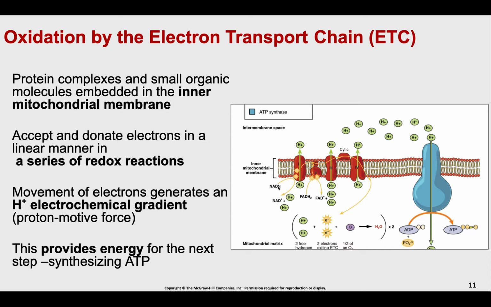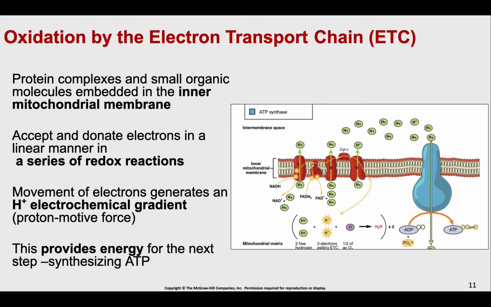So essentially, we're setting up this gradient in order to provide energy for synthesizing ATP. Now I wanted to point out here, we have protons in the mitochondrial matrix that are moving into the intermembrane space. We are going against a concentration gradient, and when we're going against a concentration gradient, we know that that's active transport.